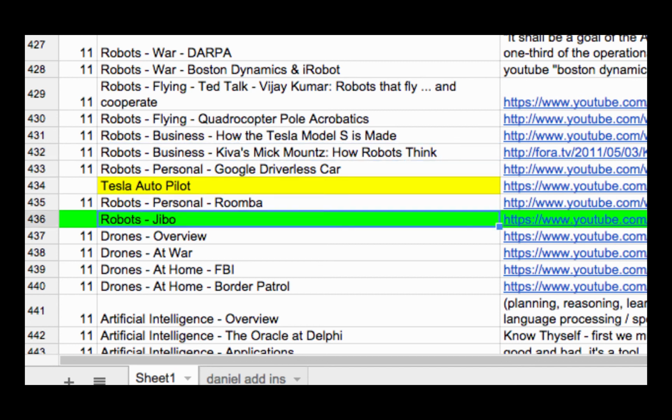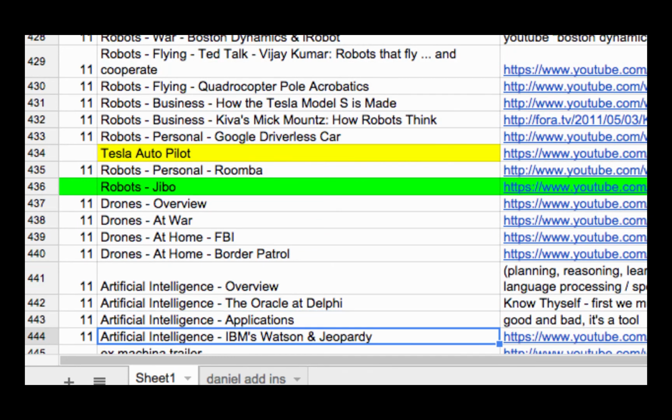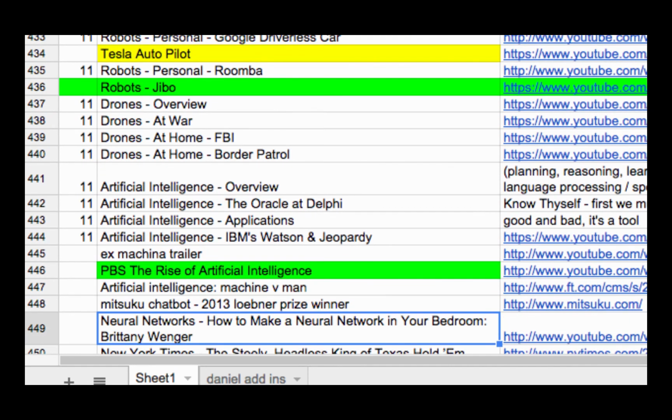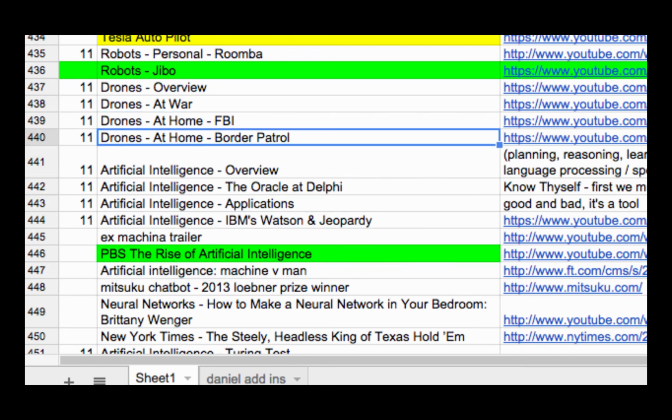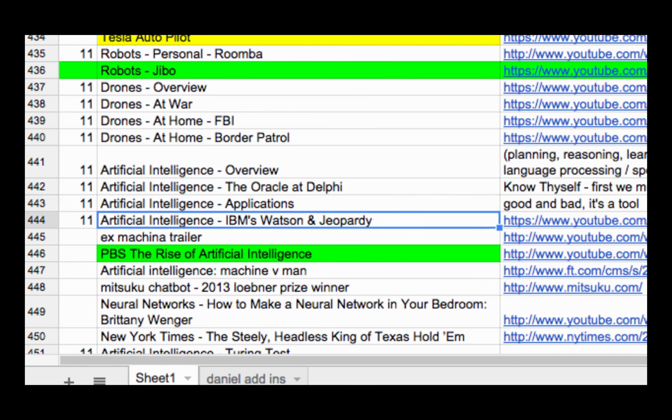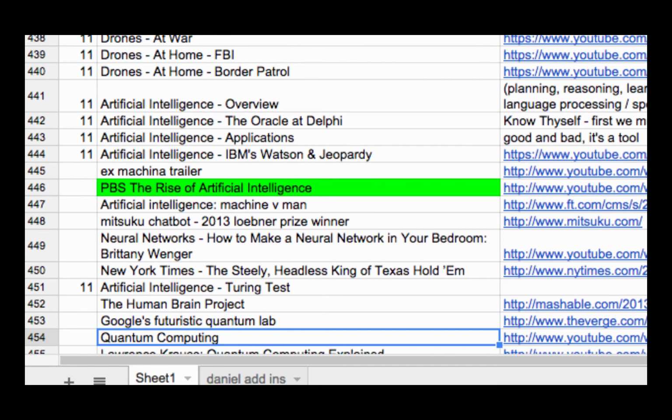And then there's the Google driverless car and Tesla Autopilot. We've already looked at that. And then there's a whole bunch of stuff on drones at war and drones here at home, right? Interesting stuff. And then AI, there's some interesting things in here.